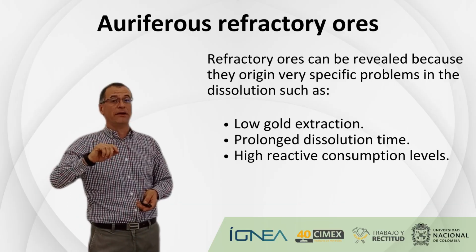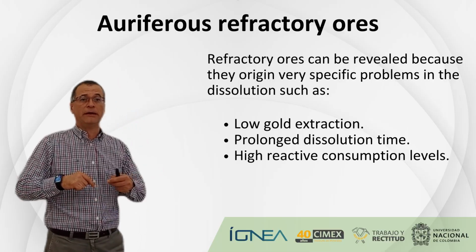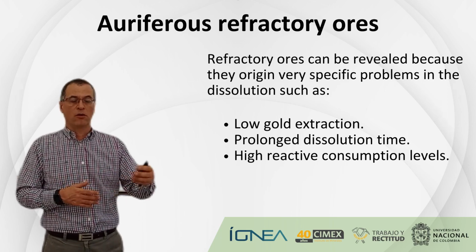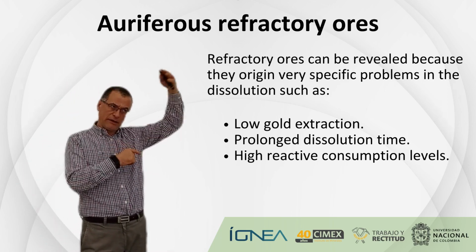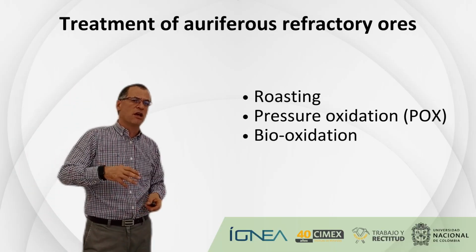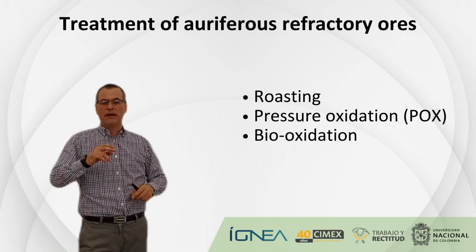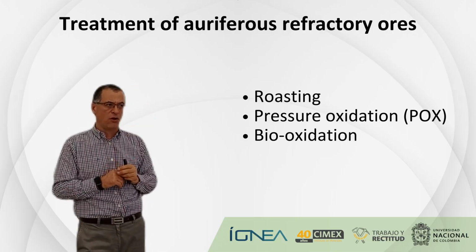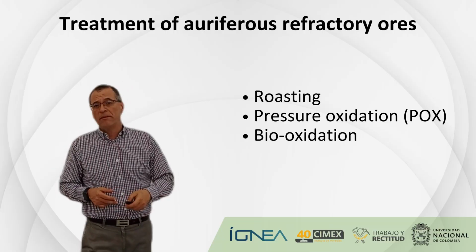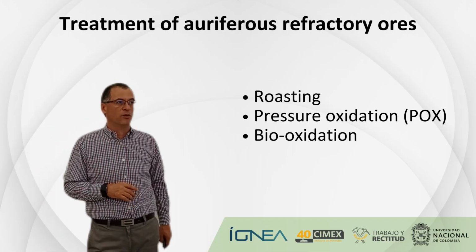When we have a refractory ore, we will have problems in the process. In that sense, we need to define some special pretreatment that could be helpful to obtain the gold. But we are going to talk about that later in this presentation. Some of the pretreatments that could be used are high temperature processing, like roasting, increasing the pressure of the reaction, that is pressure oxidation, or maybe using bio oxidation as an alternative to obtain the gold.